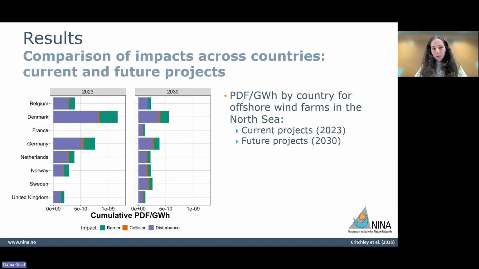You can also aggregate the results to countries and then compare impacts across different countries. And in that case, you can compare between current projects, and then you can also model impacts for potential projects if you know approximately where the project is going to be, and also how much electricity each country is expecting to produce.